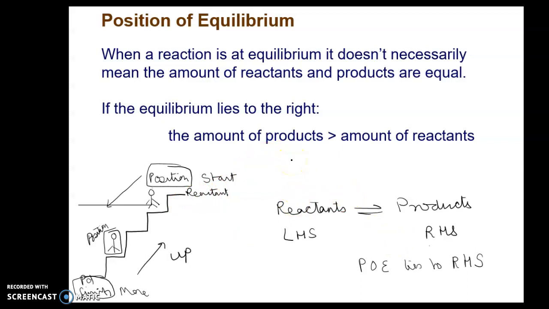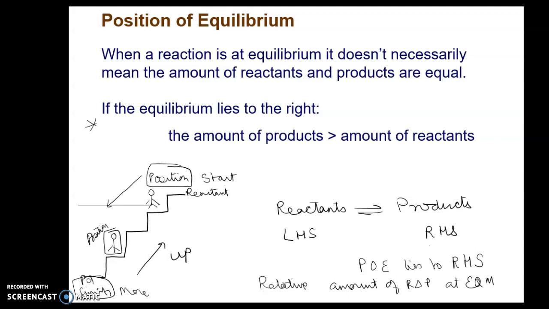That means we've talked about the relative amount. So we're discussing the relative amount of reactants and products. So this is the meaning of the position of equilibrium lies to the right-hand side. It's not necessary that at equilibrium, the amount of reactants and products are always equal. They can be different. If they're different, then there are two scenarios. The products can be more or the products can be less than the amount of reactant.